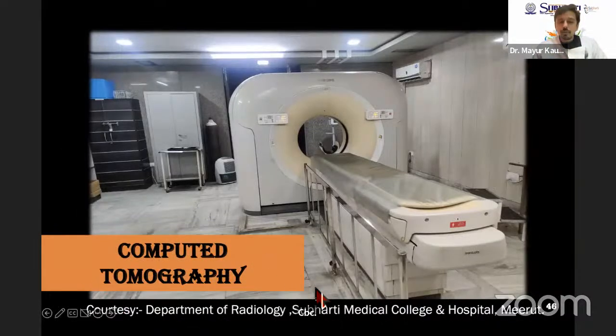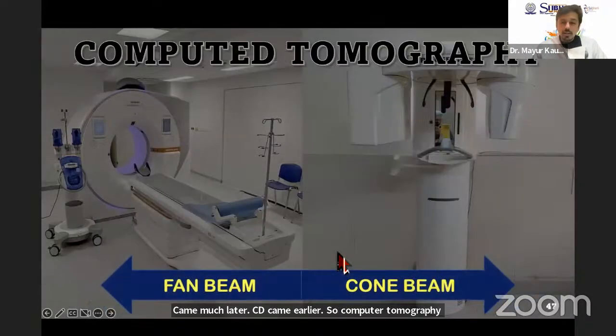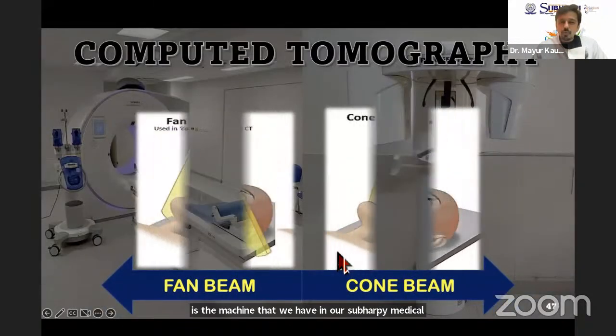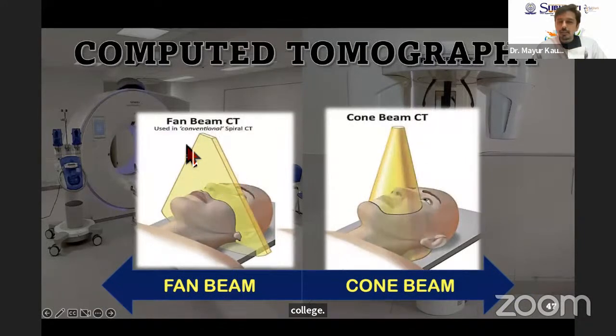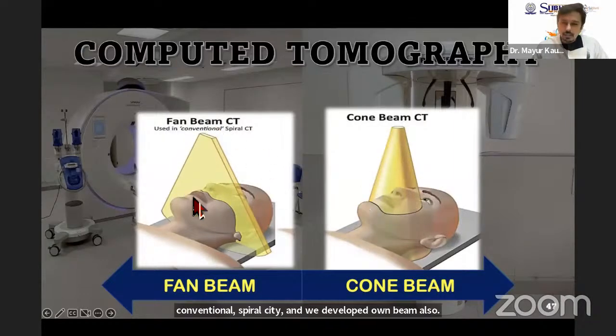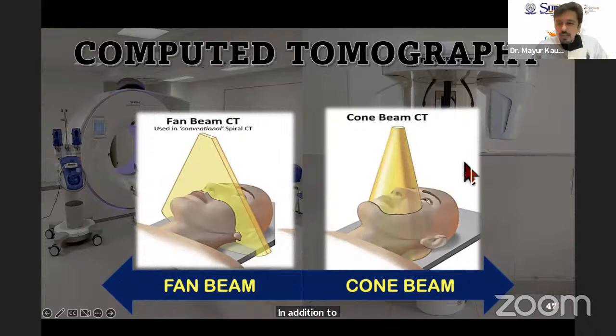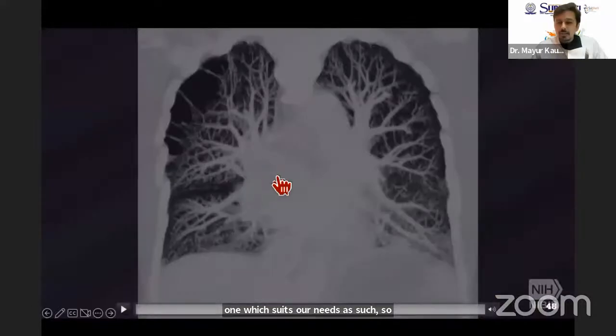Computed tomography is the machine that we have in our Subharti Medical College. Ultimately, we moved on from fan beam, that is conventional spiral CT, and we developed cone beam also in addition to conventional. On the medical side, conventional CT is mainly used, and in dental, cone beam suits our needs. So cone beam computed tomography was developed, and this is just a small video.